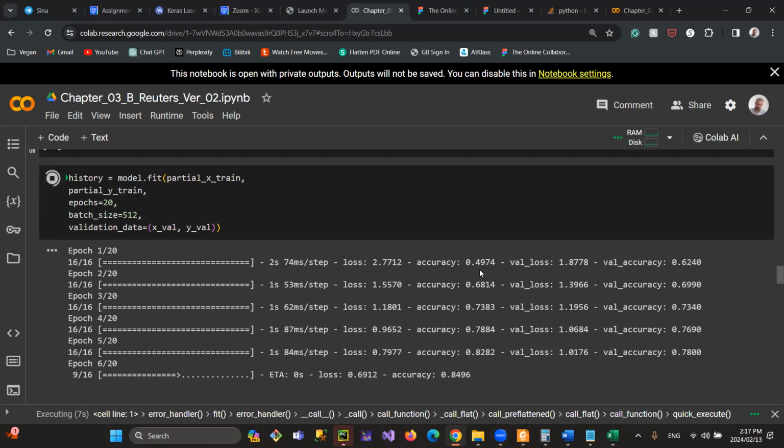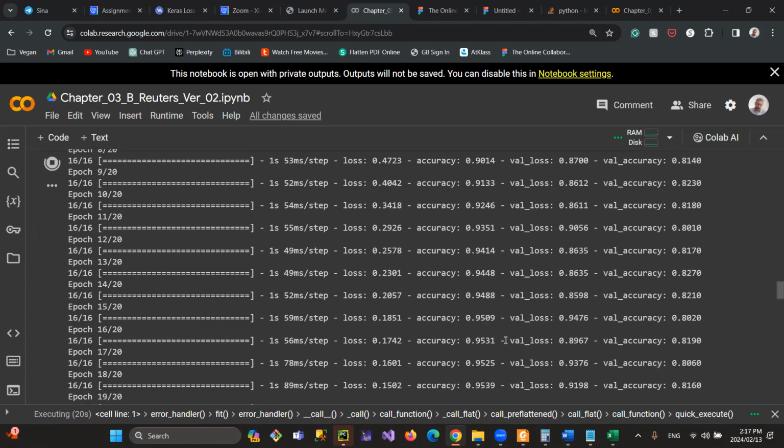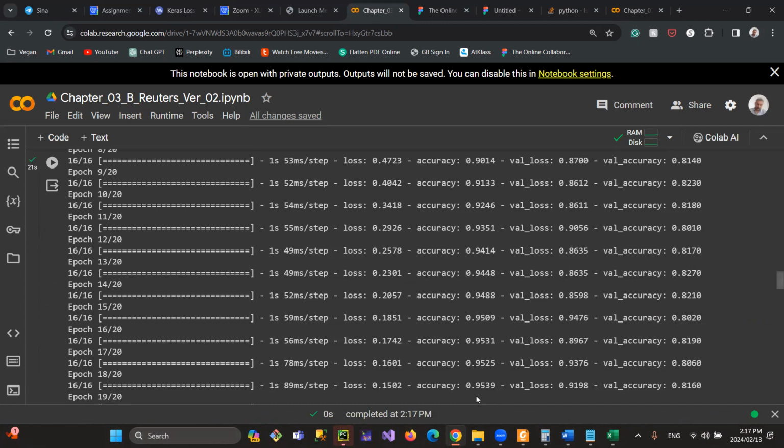Look at this one, it starts from 49. It's literally awful. But after almost 50%, we jump into 68. After that, we jump into 73. And hey, it is super high, it's 95%. But which number is more reliable? This one or this one? Does the training accuracy show the real accuracy or the validation? Which one?